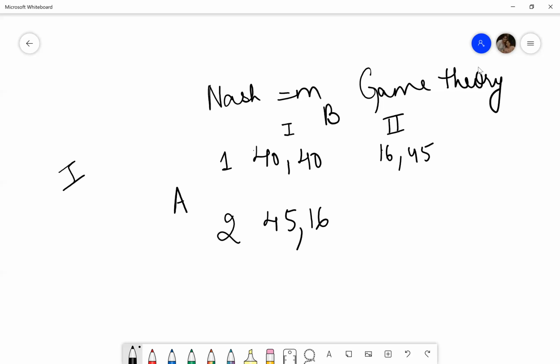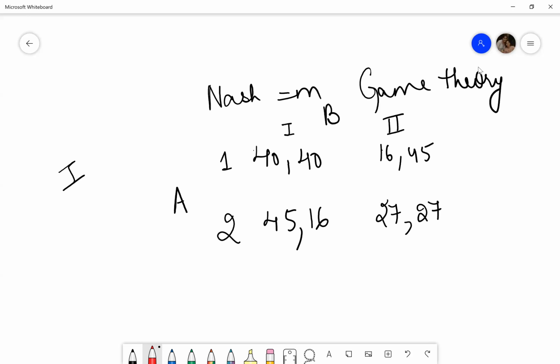Then we have a payoff of 45 comma 16. That means if A follows the second strategy and B follows the first strategy, they will be getting a payoff of 45 and 16 respectively. Whereas if both of them follow the second strategy, they will be getting a payoff of 27 and 27. Now to calculate the Nash equilibrium, that is the best possible strategy followed by both the players.